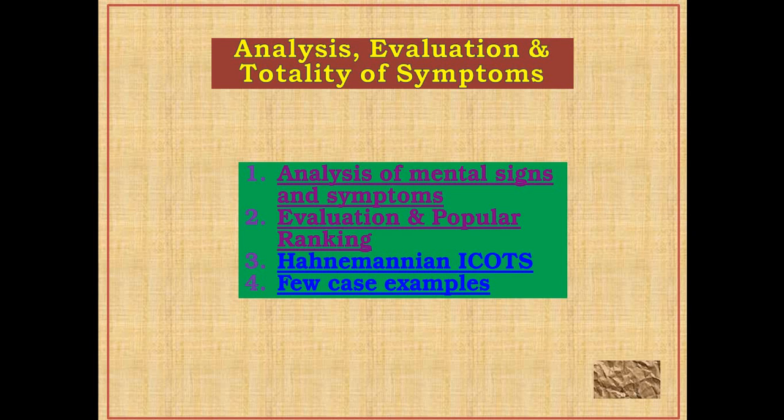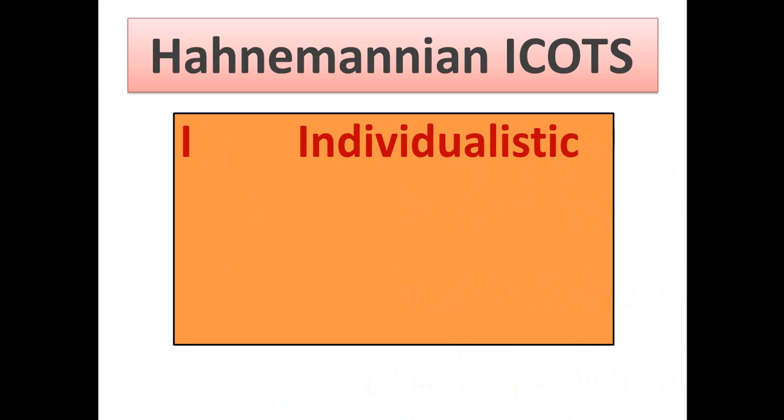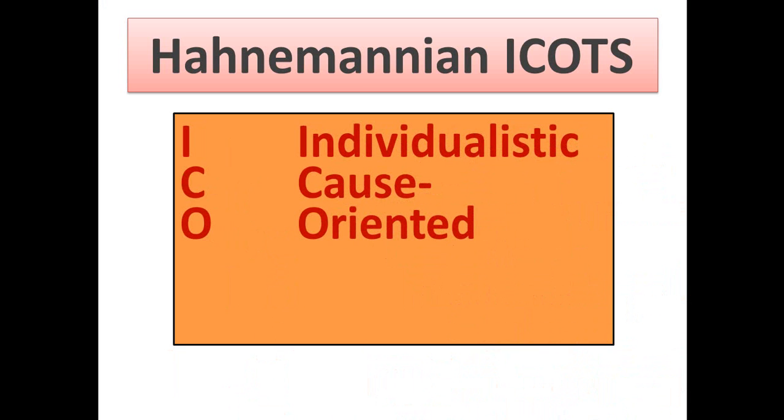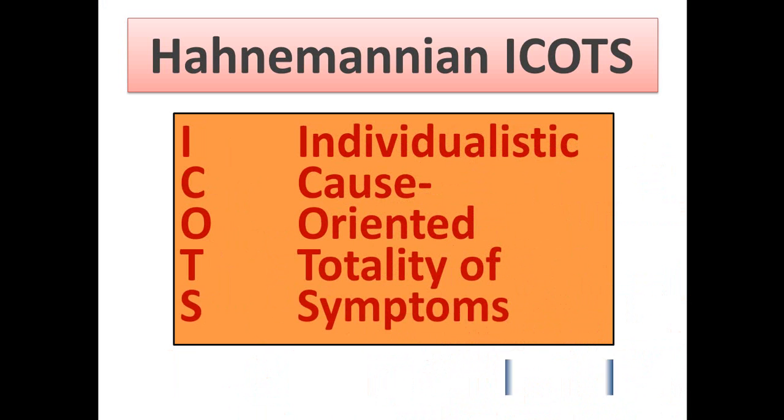Then we go to Hahnemannian ICOTS. Under Hahnemannian ICOTS, we have coined this word. I means individualistic, CO means cause oriented, and TS means totality of symptoms. So there are 3 things. One is there has to be individualization. The case must be made in such a way that its identity should be established. It should not be any one of those conditions.